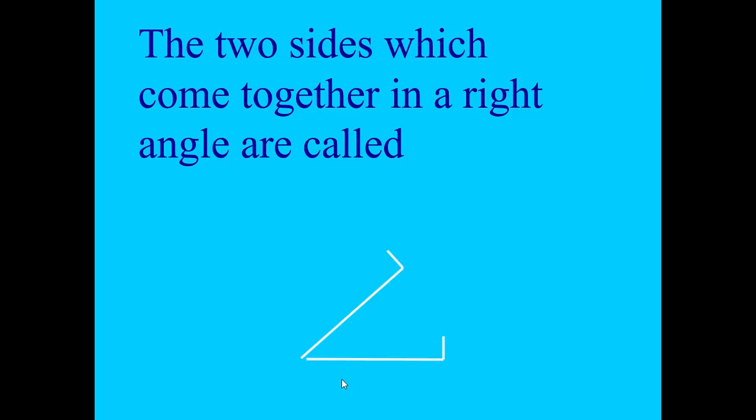So these two sides that come together to form this right angle are actually called legs. They have a name, so this is a vocabulary word that we want to familiarize ourselves with. Legs are the two sides that come together to form a right angle.